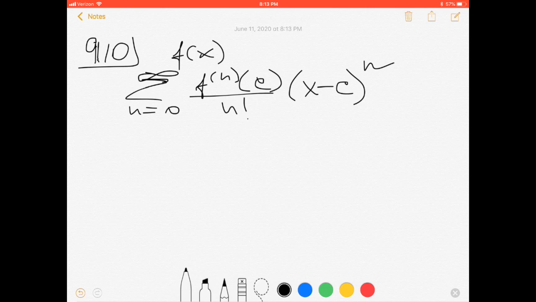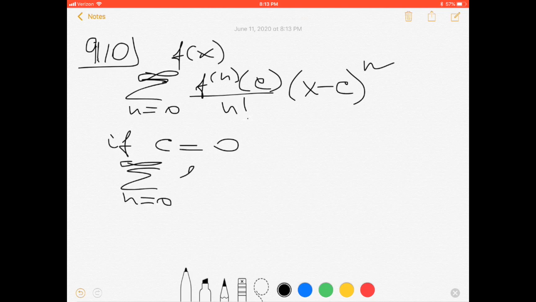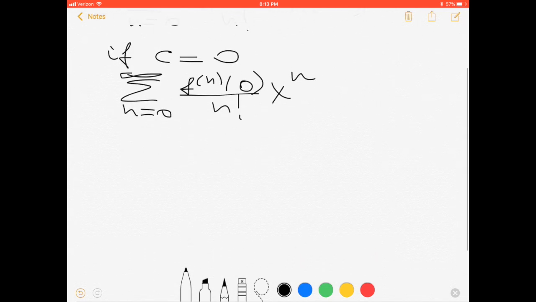Here we have infinity. And if c equals 0, you have the Maclaurin series. It will be the sum from n equals 0 to infinity of the derivative value at point 0 over n factorial, times x to the power n. Let's do some examples.